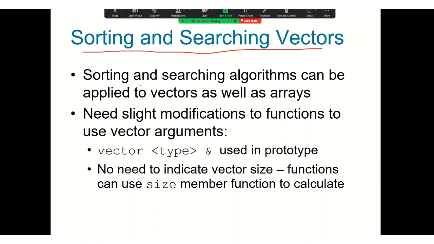You need slight modification to functions to use the vector arguments. Basically, you can do it this way, and no need to indicate the vector size because there is a member function called size. So basically, I would say it is your homework. I mean, not really homework because you have the labs to do. But since I have worked out all these initial programs, you can go through the lecture and come up with your own sorting and searching for the vectors. That is the kind of thing you will do while you are learning.